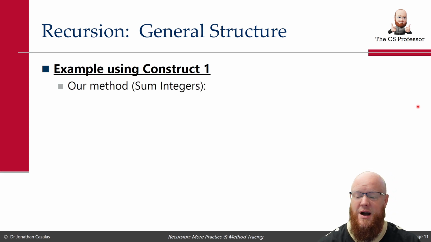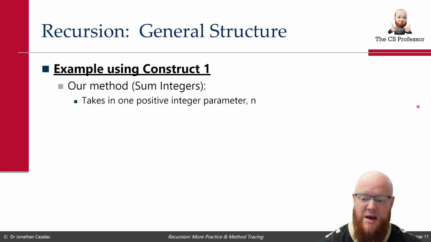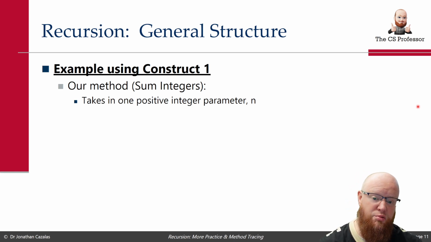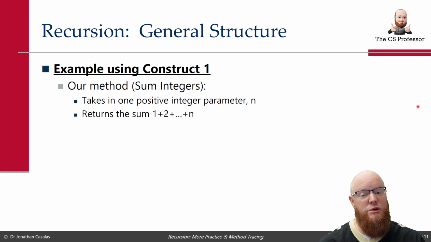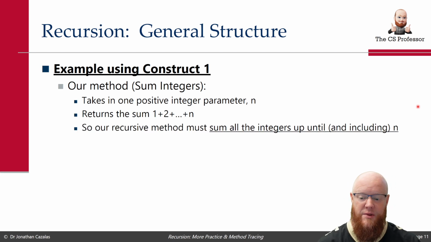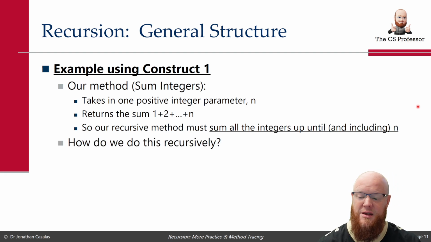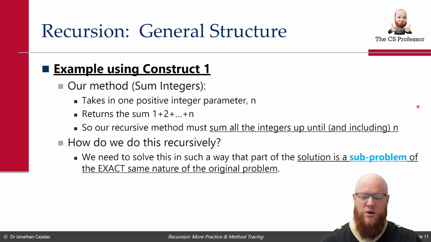Our example using construct 1, we have this method we want to make called sum integers. This method will take in one positive integer parameter, n, and it will return the sum of all integers from 1 up until and including n. So this recursive method will sum all of these values up and then return that. How do we do this recursively?